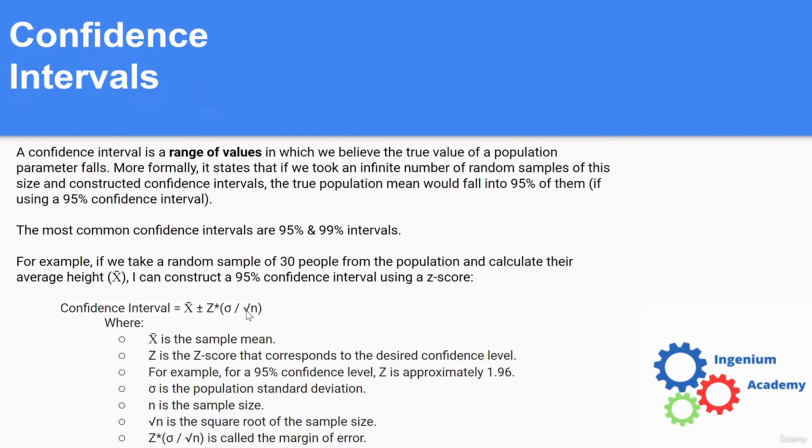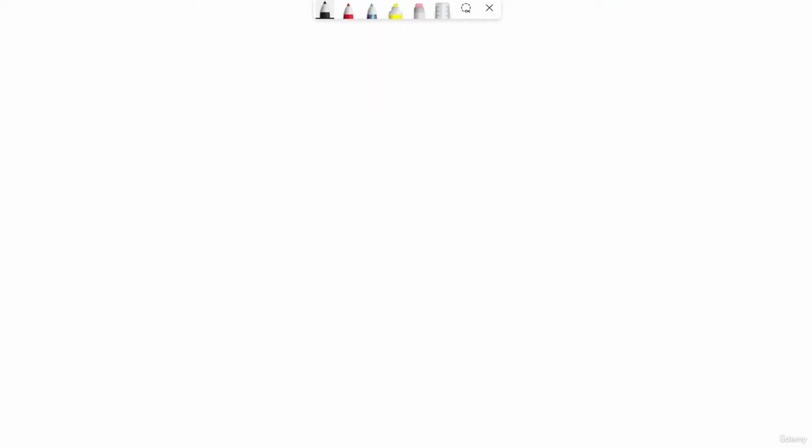I think that was a lot. Let's move into a visual example showing how this actually works. So let's first talk about this confidence interval. I'm going to start with our population.